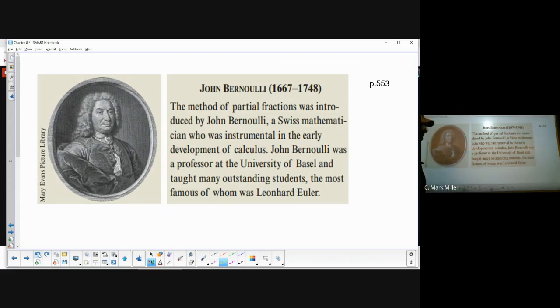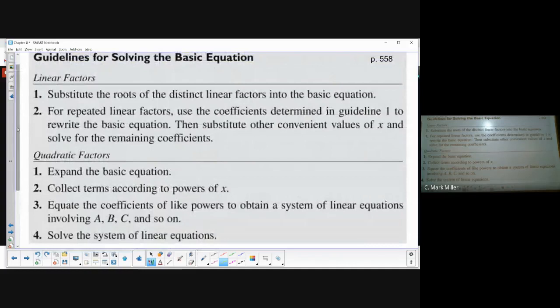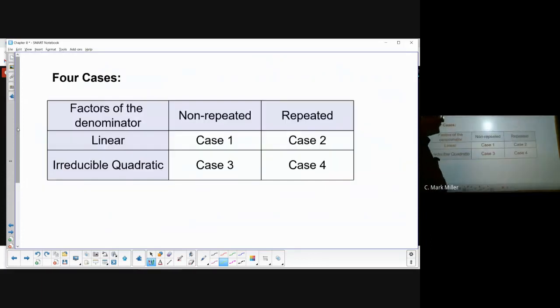What's happening here? Okay. This is one of those slides that we're going to understand more after we do it. So I'm not even going to go through that slide right now. There are 4 cases in the method of partial fractions that we are going to consider. We'll only get into 1 or 2 of them today.